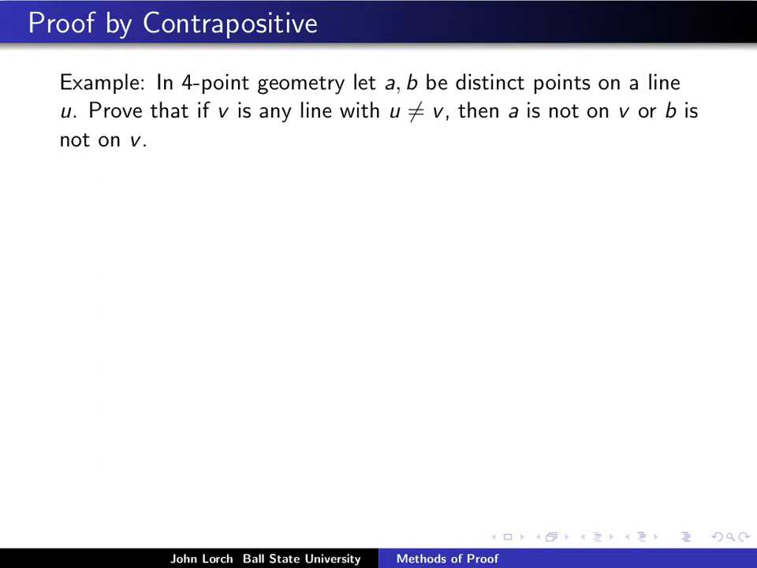So here we have another example of proof by contrapositive. Now, this example involves the 4-point geometry that we talked about in a previous video. So here we have A and B that are 2 distinct points on a line U. And we're going to prove that if V is any line with U not equal to V, then A is not on V or B is not on V. So we're going to do proof by contradiction, or excuse me, proof by contrapositive. So we're going to announce that.